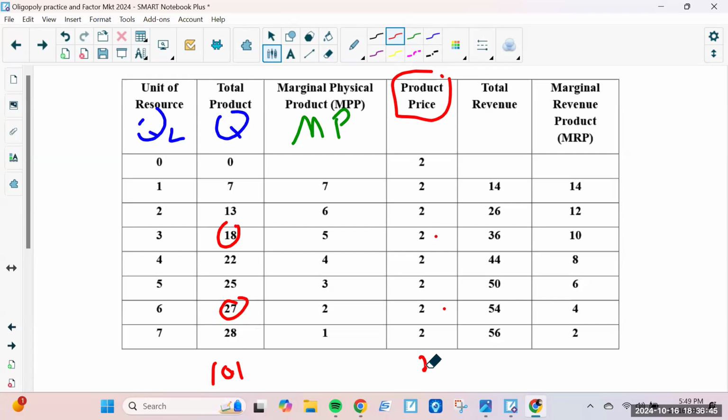Okay. Then we get our total revenue. Total revenue is always price times quantity. So we're selling 7 times 2 is 14, 13 times 2 is 26, and so on and so forth. So we get our total revenue here. This is the total amount of money that's coming in the cash register.